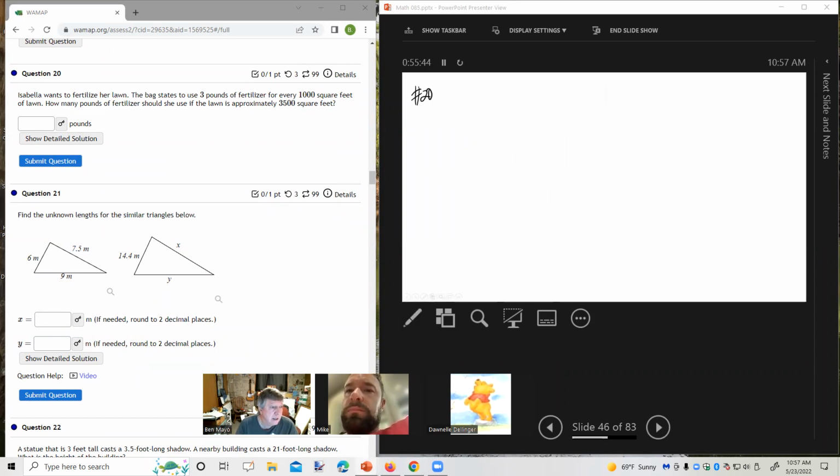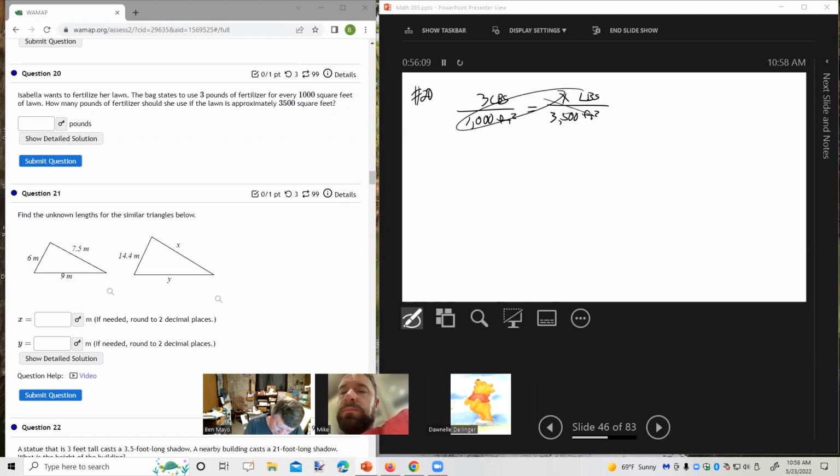Number 20, Isabella wants to fertilize her lawn. A bag states to use 3 pounds of fertilizer for every 1,000 square feet. So 3 pounds per 1,000 square feet. How many pounds of fertilizer? So X pounds, which he used for approximately 3,500 square feet.